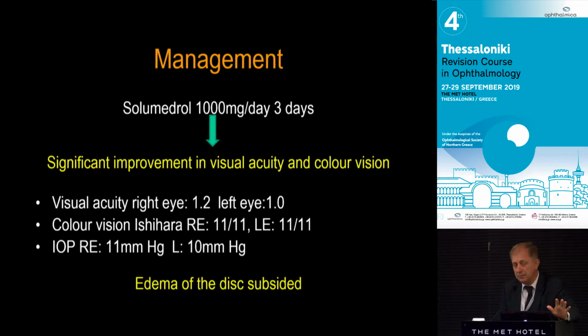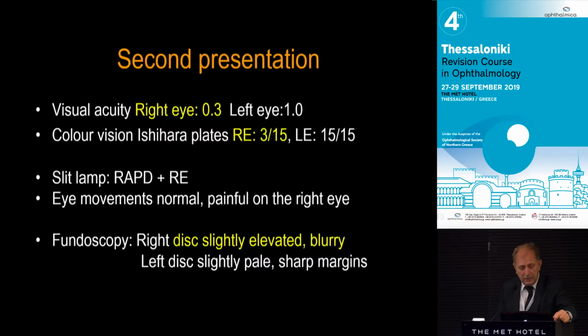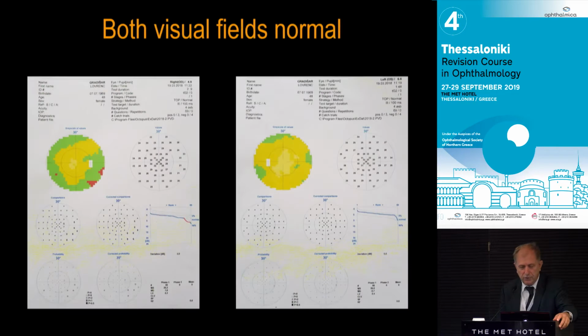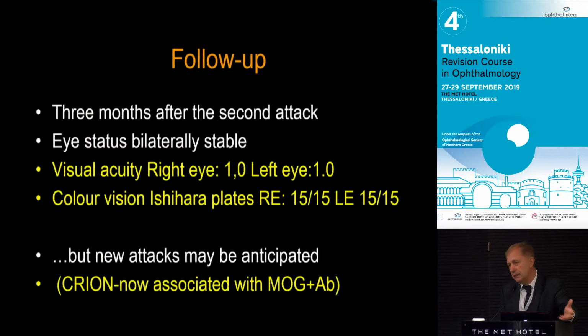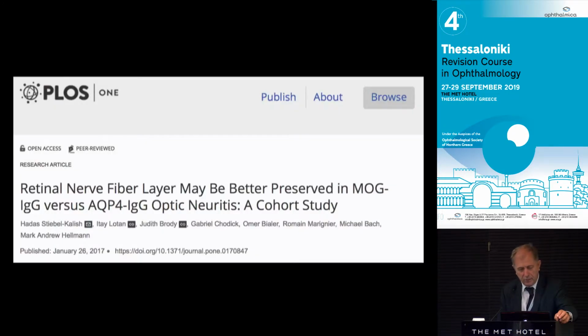So we decided to treat him anyway, and all of a sudden his visual acuity went back to normal. And the pain subsided as well. He improved very well, and he was shown to have anti-MOG antibodies. His visual acuity went to normal, and his fields also went to normal. So this is a treatable disease, so don't forget about this. Anti-MOG and NMO antibodies will affect the retina and optic nerve, more in NMO than in anti-MOG.